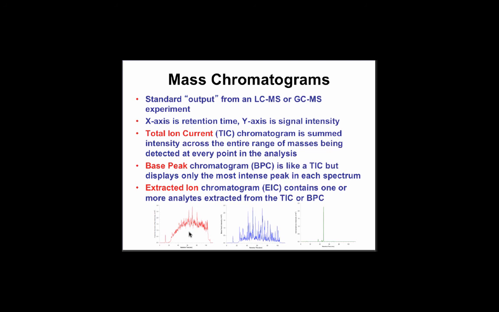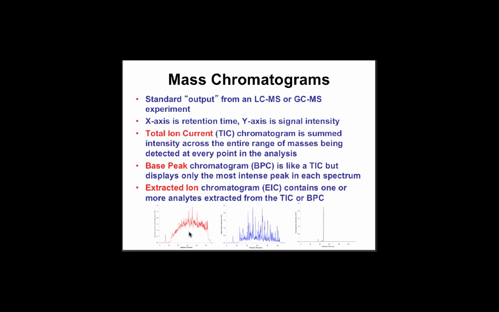So the total ion current chromatogram is almost indecipherable because there are so many peaks overlapping. In the base peak chromatogram, we're just taking the most intense mass peak, and so now it's largely separable. The extracted ion chromatogram is down to basically one or two peaks taken from the base peak chromatogram.